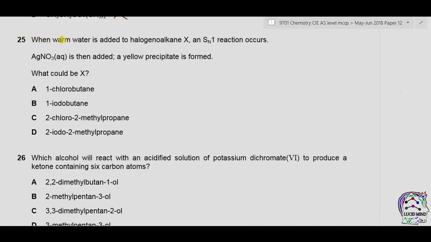Question 25. When warm water is added to halogenoalkane X, an SN1 reaction occurs. Aqueous silver nitrate is then added, and a yellow precipitate is formed. What could be X? The SN1 mechanism is shown by tertiary halogenoalkanes. Let's see which option shows a tertiary halogenoalkane.